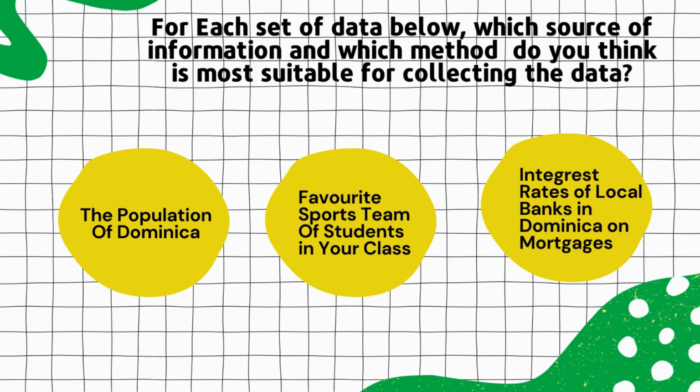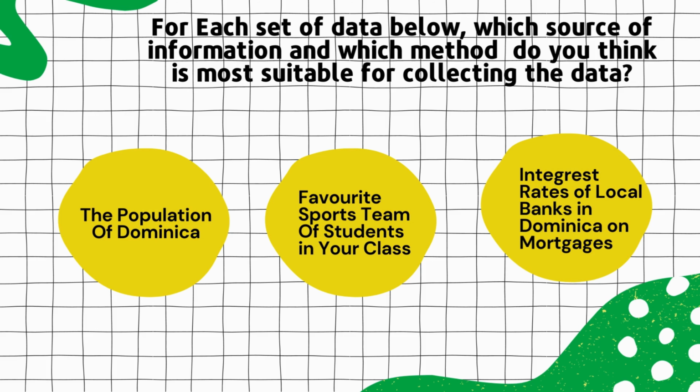How about methods? Now, seeing that we are searching on the internet, obviously the method would be browsing the internet, right? So this here would be the source, which would be the internet for the population of Dominica, and the method for finding this out would be browsing the internet. You could also use research books for this. So the method would have been reading.